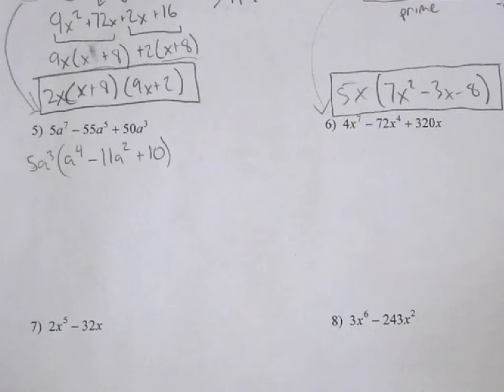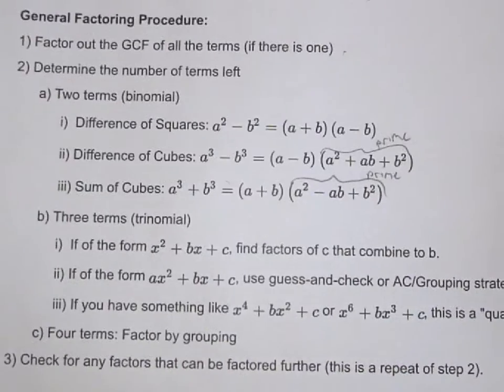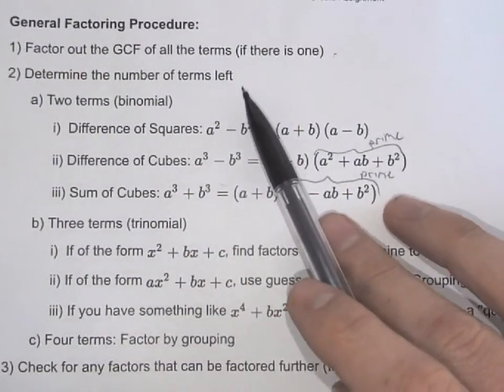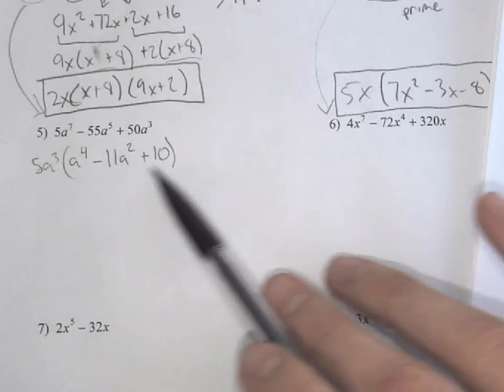All right. So step 1 complete. Factor out the greatest common factor. So we can check that off our list. Step 2 is determine the number of terms left. Now we have a trinomial, right? So 3 terms left over.